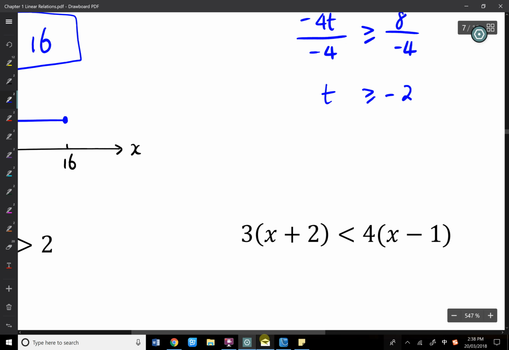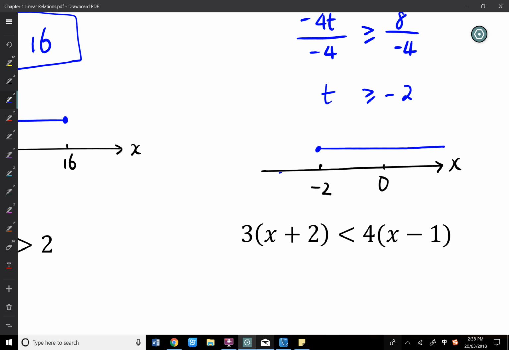So if we want to put that on the number line, we have 0 here, we have negative 2 here. We want greater than or equal to negative 2, which just looks like this.